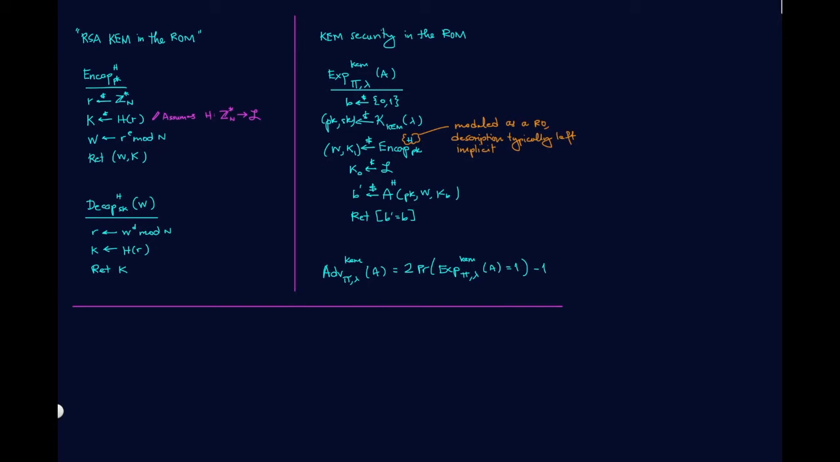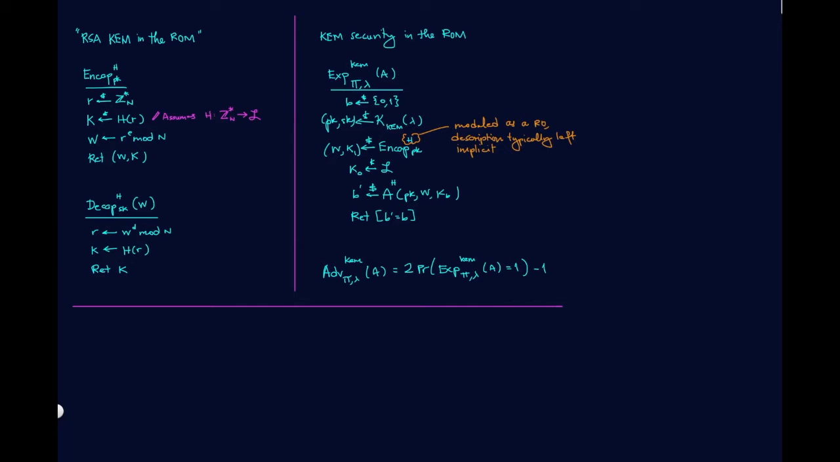To decapsulate, we of course use a secret key. So we take the wrap, which is R to the E, and we raise the wrap to the D, which is the same as taking R to the E to the D, and we know E and D cancel each other, so that gives us back R. And then we're free to hash R to get the key, and we can return now the key. Okay, that's the RSA-KEM in the ROM, as we would call it.